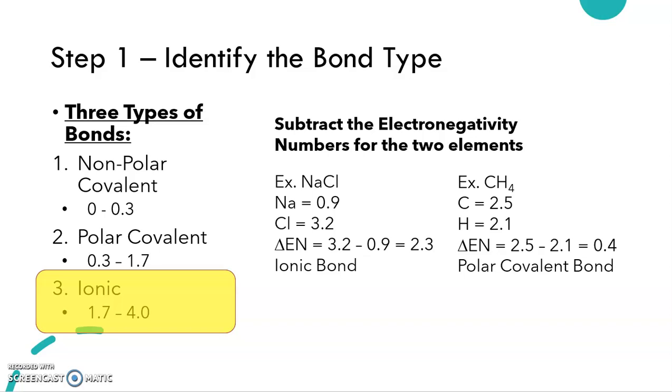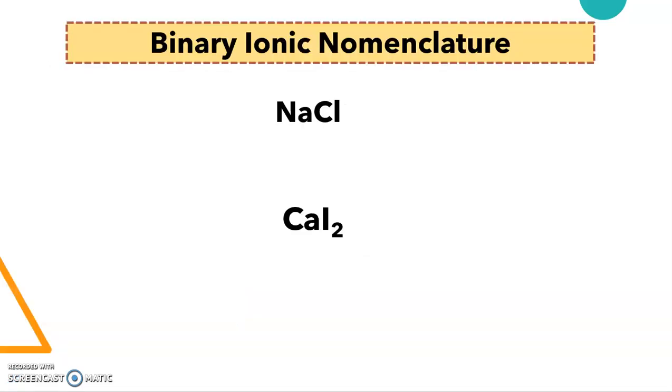So they have an electronegativity difference higher than 1.7 between any of the atoms that are inside of the compound. Here are two examples. We have NaCl and CaI2. If you calculate the electronegativity differences between those pairs of ions, you'll find that they're both above 1.7. But how do we name them?